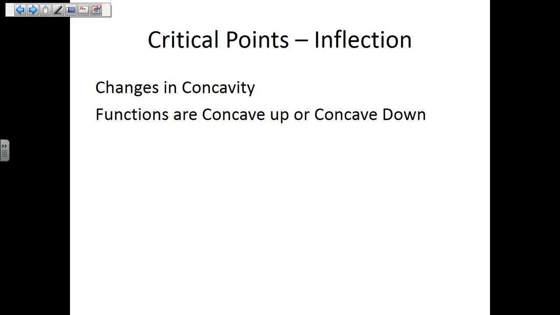Now let's talk about the inflection points. The inflection points are where our concavity changes, and that means that it moves from concave up to concave down. A function has concavity. I like to explain it like, think about a cup or a bowl turned upside down or right side up. If it can hold water, that's concave up. If it can't hold water, that's concave down.